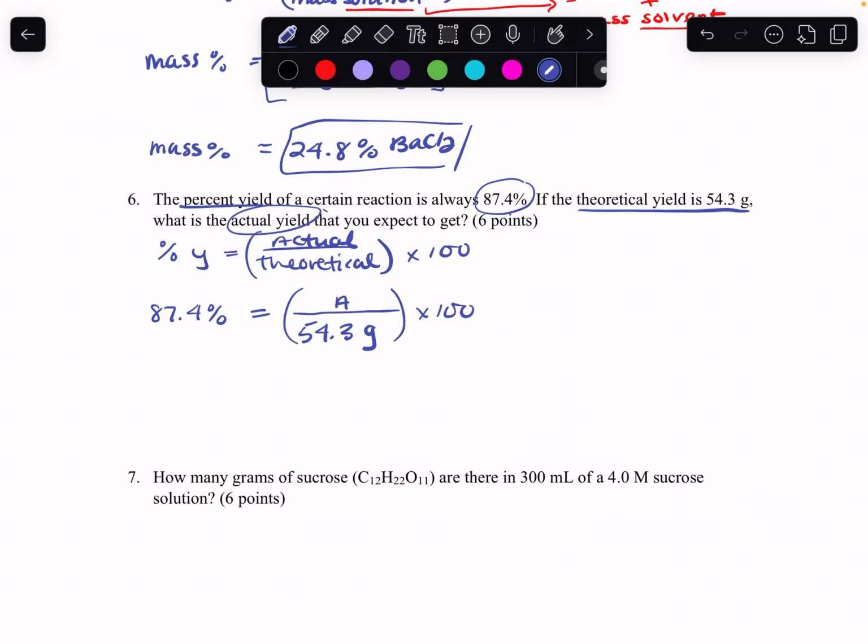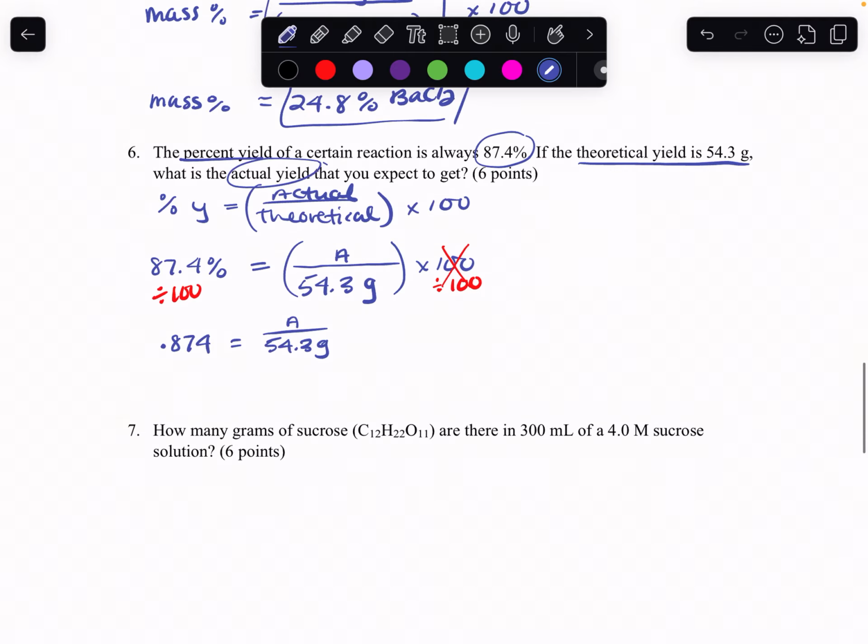This is going to have to be rearranged algebraically. So let's go through how to do that so we can isolate A. My first step, I'm going to divide by 100 so I can get rid of it, because I really do not need this hanging around, okay? So if I divide by 100 on both sides, I will end up with 0.874 equals actual over 54.3 grams of theoretical yield.